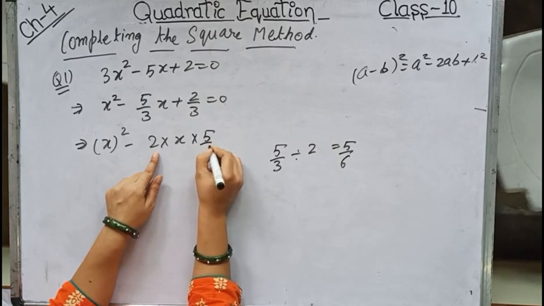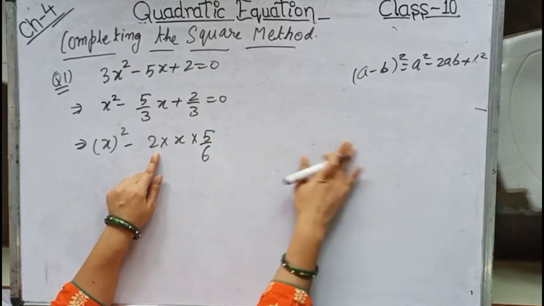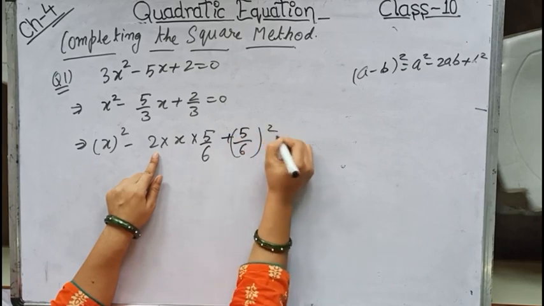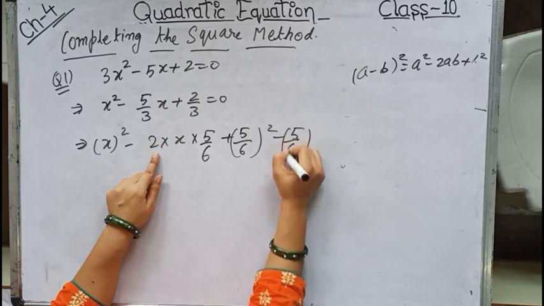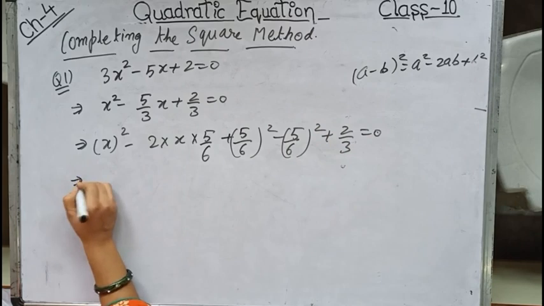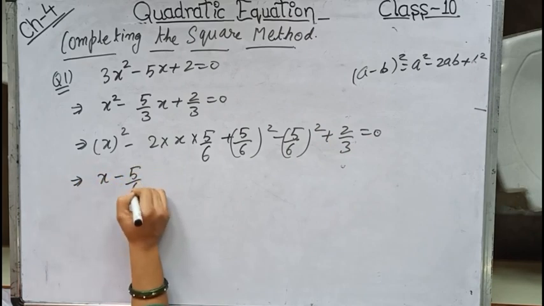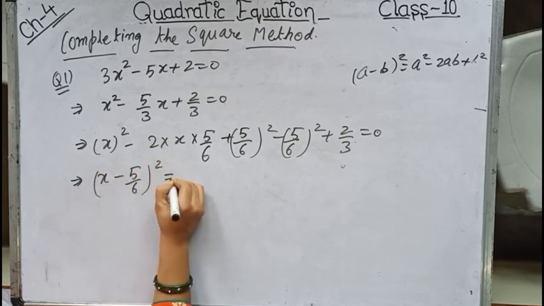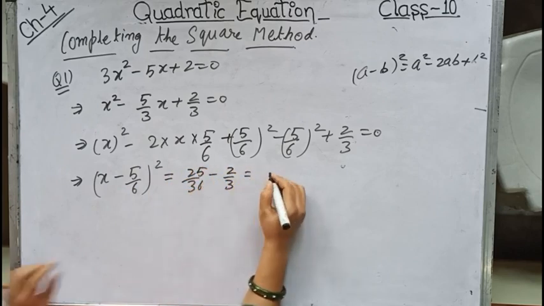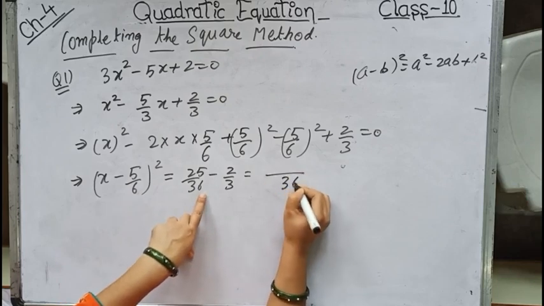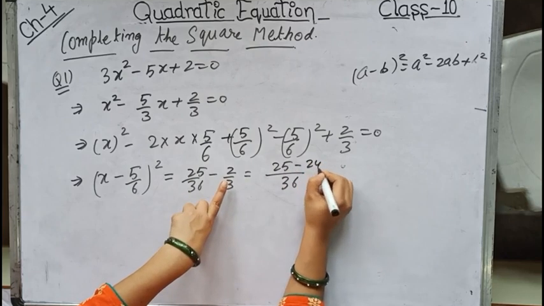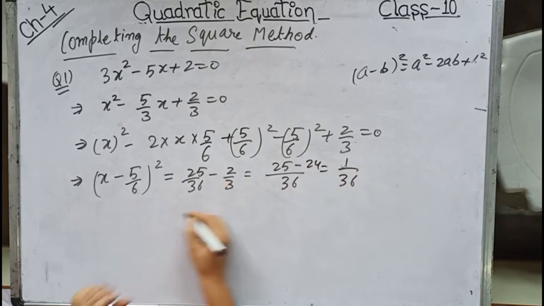So my second term is 5 by 6. So plus 5 by 6 whole square and minus 5 by 6 whole square and plus 2 by 3 equals 0. Now this implies x minus 5 by 6 whole square equals 25 by 36 minus 2 by 3. So let us solve here itself. This will be 36 and this will be 25 minus 12, 12 twos are 24. So this will be 1 by 36.